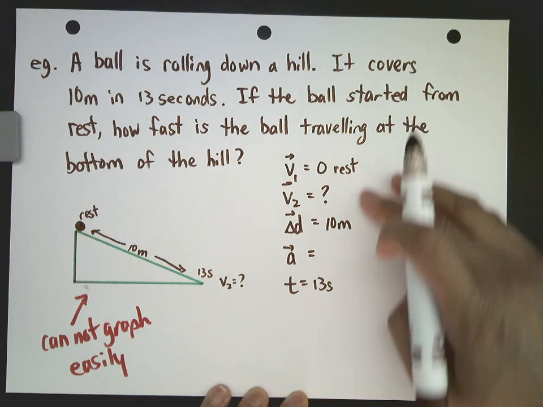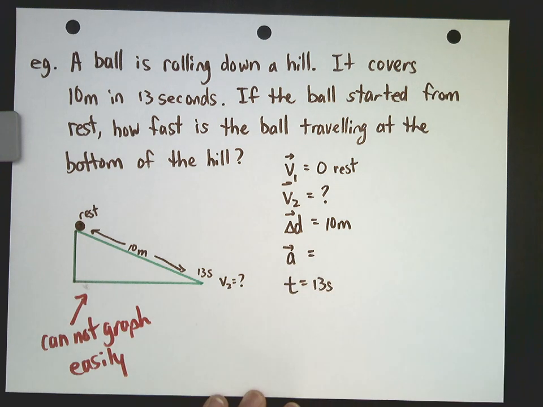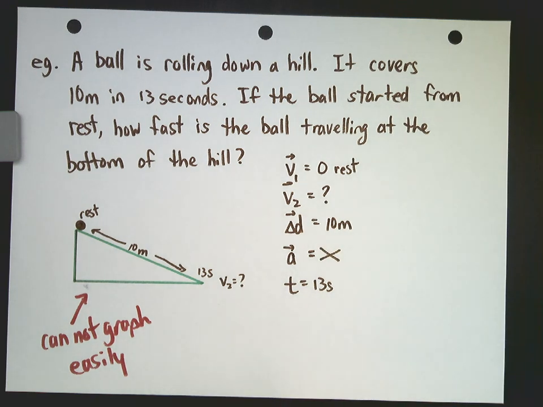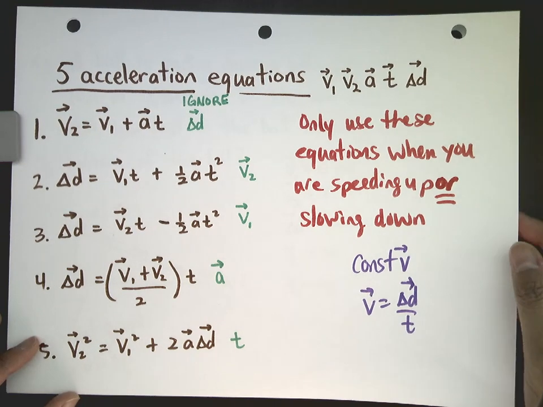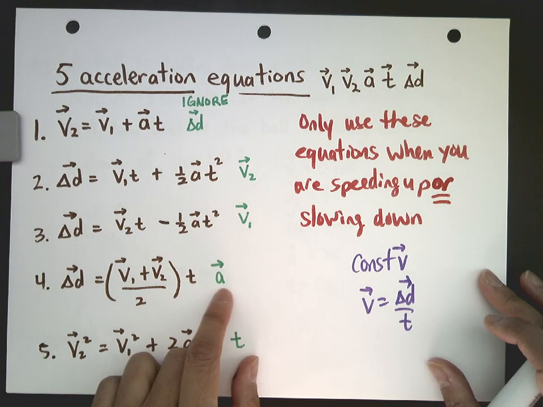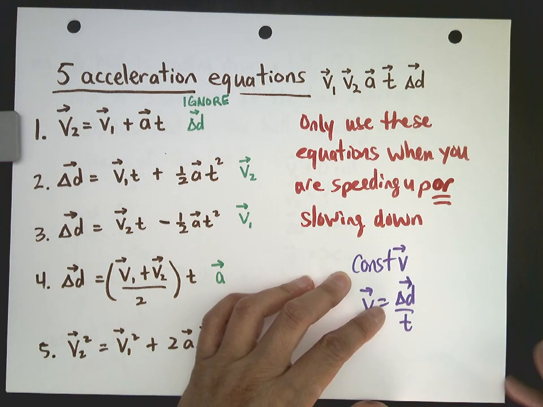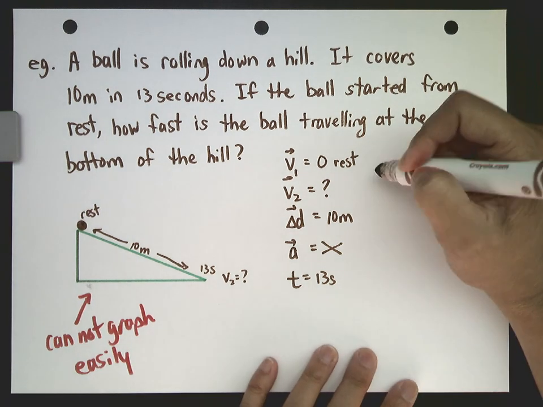So now you have your variables. You'll notice that for acceleration, there is no information. In fact, we've completely ignored it in this question. So I like to put an X through it just to keep in mind that I have no information whatsoever, but I don't need to solve for it either. And therefore, if I look at my five acceleration equations, I can completely ignore the acceleration, and I'm going to use equation 4 to solve this question.